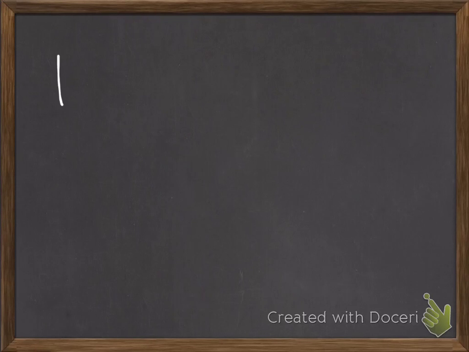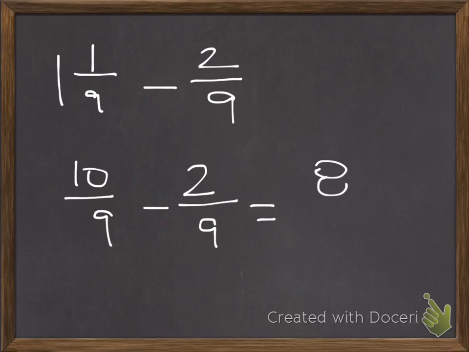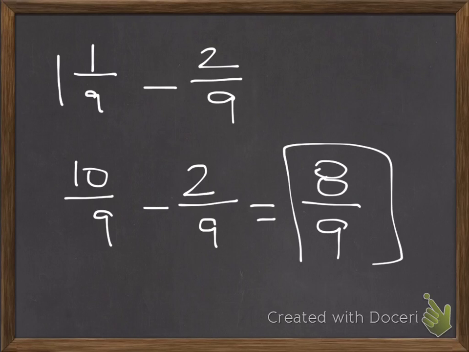And the last subtraction problem with like terms, we have 9/9 minus 2 over 9, which gives us 8 over 9.